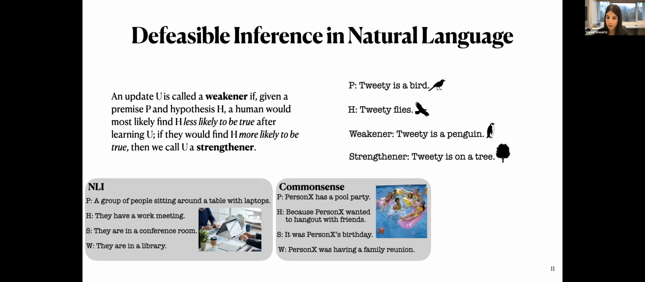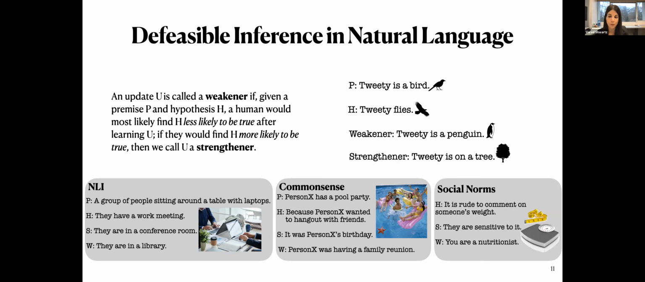And the last type of data that we used was from another paper about social norms. And here there's no premise. The premise is just some general situation, and then the hypothesis is some social norm that needs to hold in this general situation. So for example, it is rude to comment on someone's weight. That's especially true if this person is sensitive to their weight, but it is less true if you are their nutritionist.